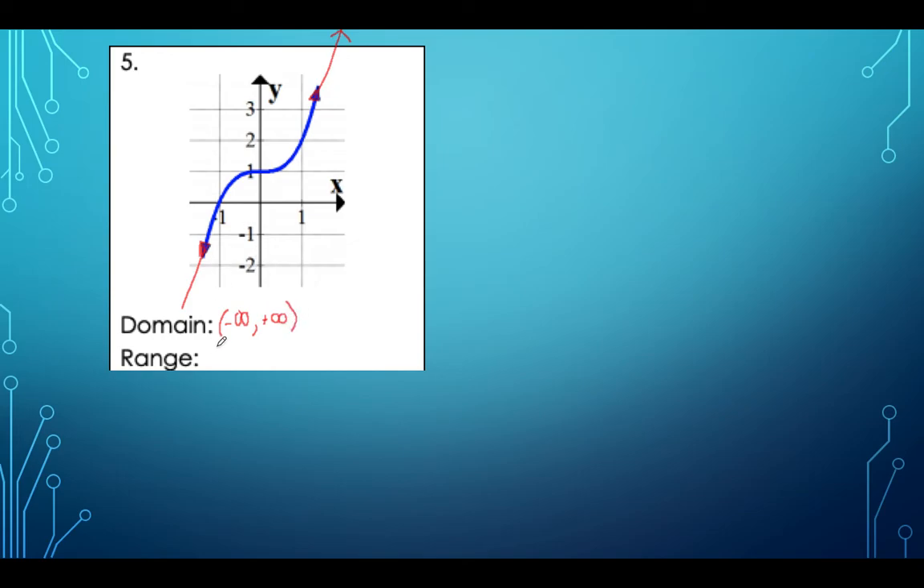And actually same with the range. As you imagine, this will keep going down, down, down forever. So the lowest it can be is negative infinity. The highest it can be is positive infinity.